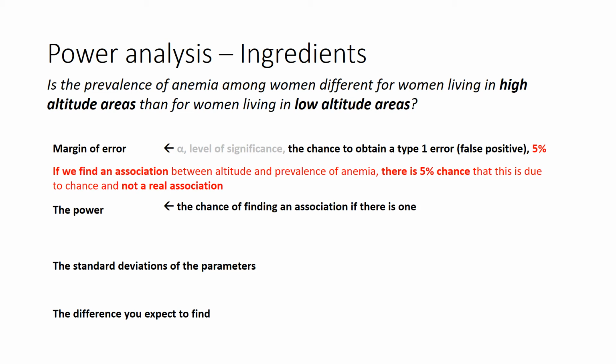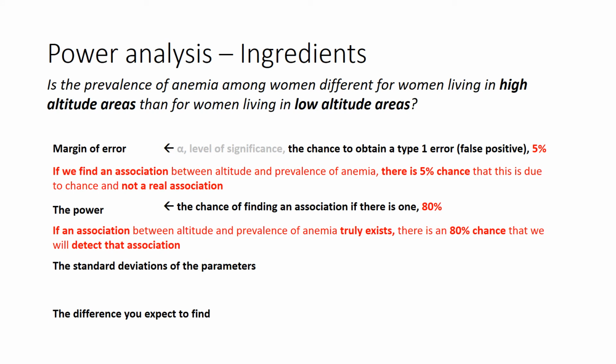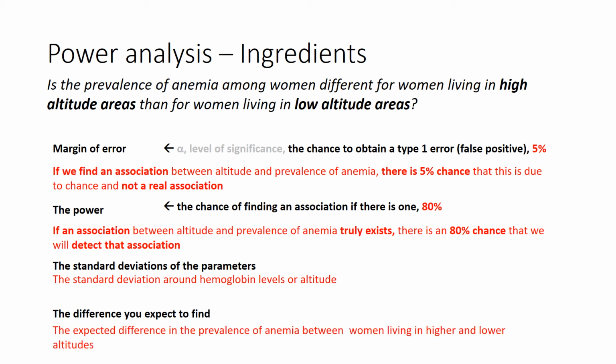The power is the chance of finding an association if one exists. This is usually 80%. In this example, it means that if there is indeed an association between anemia and altitude, there is an 80% chance that this study will find it. We also try to estimate the variance in hemoglobin or altitude. And finally, we need to define the expected difference in the prevalence of anemia between women living in higher and lower altitude.